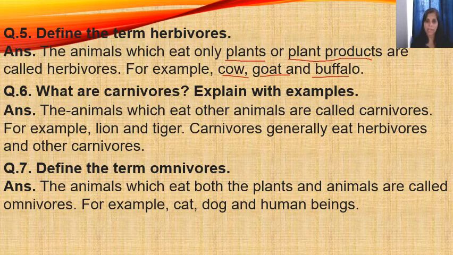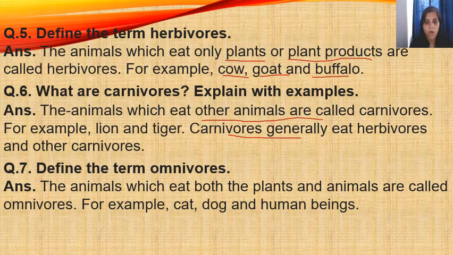Explain with examples. The animals which eat other animals, that means they feed on other animals, are known as carnivores. The examples are lion, tiger. Carnivores generally eat herbivores and other carnivores. So the simple thing we can say is that carnivores eat other animals, and those other animals are herbivores or carnivores.